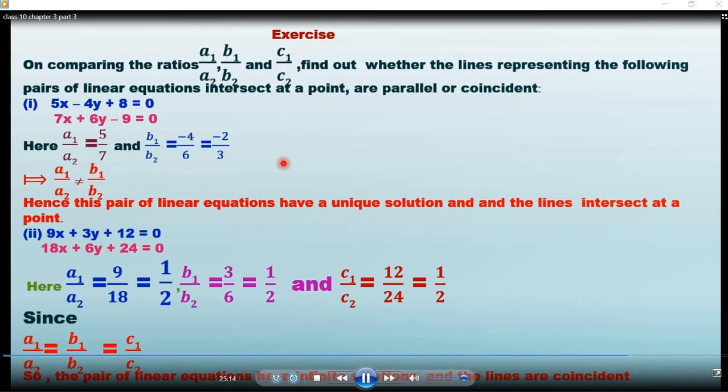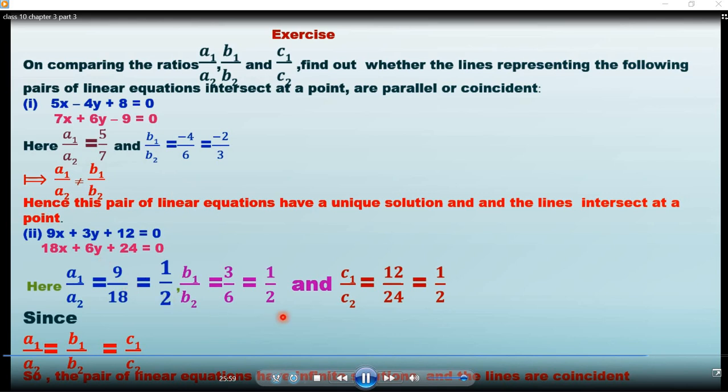Now we need not take C1 by C2. Why? Because here there is a common sense that A1 upon A2 is not equal to B1 upon B2. Hence it has a unique solution and the lines are intersecting at a point. So don't waste time taking C1 upon C2 if you know that A1 upon A2 is not equal to B1 upon B2. You will understand this with practice, with the passage of time. When you do many sums, you will not commit mistakes. In the beginning you might take C1 upon C2, but with a lot of practice, you will understand that it is a unique solution, so you need not take C1 upon C2.